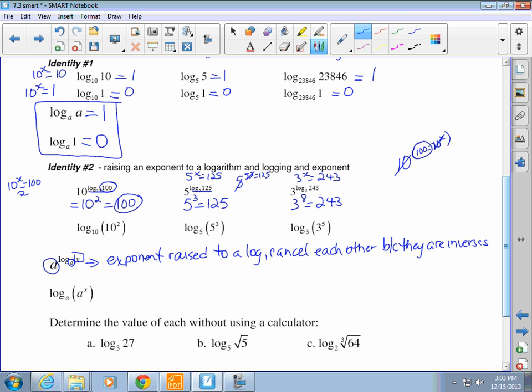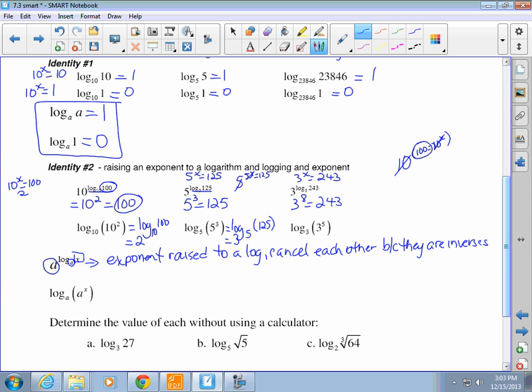Whoops, I kind of went up there. So let's try it the other way. If I have log base 10 of 10 squared, that's like saying log base 10 of 100. Well, 10 to the power of what equals 100? 2. Log base 5 of 5 cubed, that's log base 5 of 125, which is just 3.